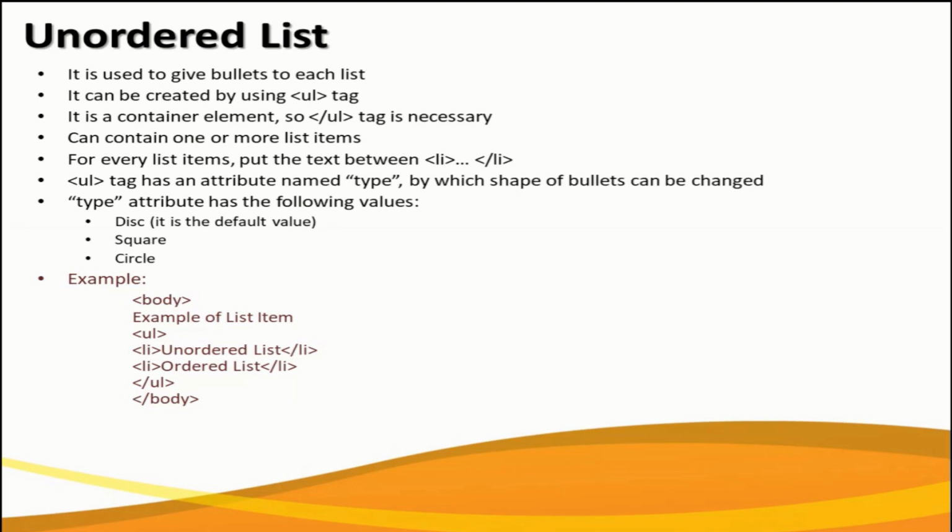Here inside the body tag, the text 'example of list item' will display. After that, we start the unordered list by typing the opening tag ul. Our aim is to display the text 'unordered list' and the text 'ordered list' as list items. So we keep these two in two separate li elements. And lastly, we close the ul tag. And what will be the result? Let's see it.